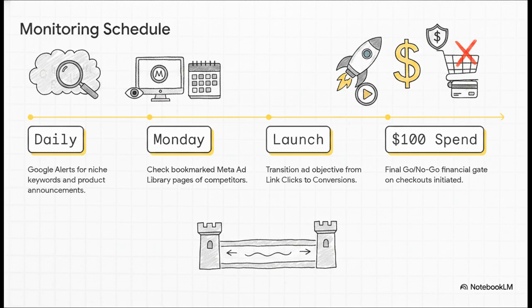And finally, establish a go, no-go financial gate at $100 in ad spend. If you spend that first $100 on conversion ads and get exactly 0 checkouts initiated, pause your operations immediately. You need to reevaluate your friction points before burning through any more capital.